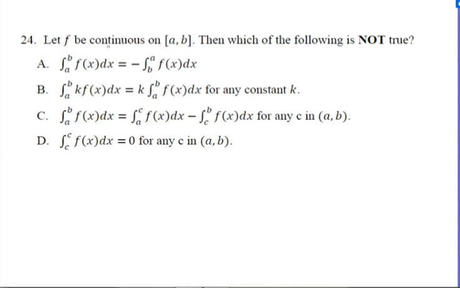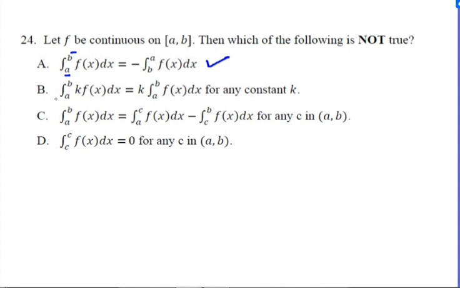Let f be a continuous function on a closed interval [a, b], then which of the following is not true? So the integral from a to b of f is the negative of the integral from b to a of f. This is true when we interchange the limits of integration. When we interchange these limits of integration, the sign of the integral should be changed. So this is one of the properties of definite integral. We need to remember all the properties of definite integral to determine which of these statements are true.